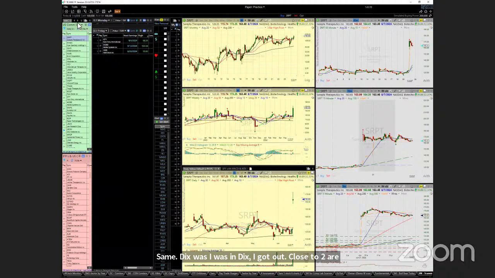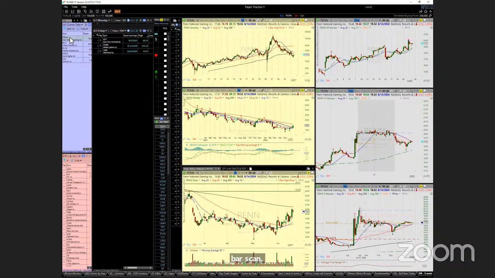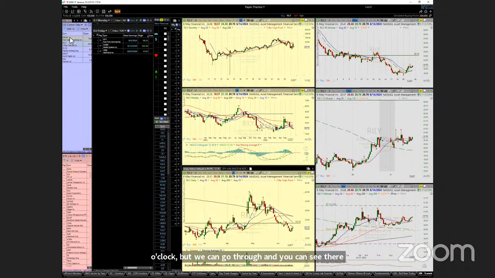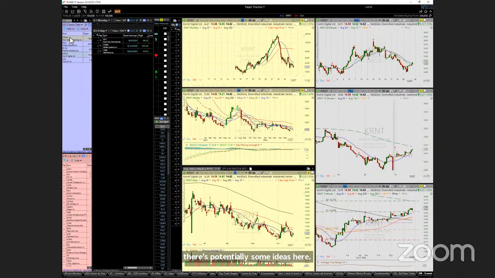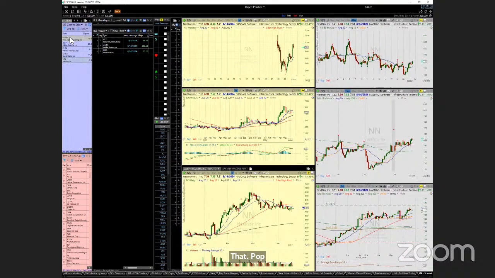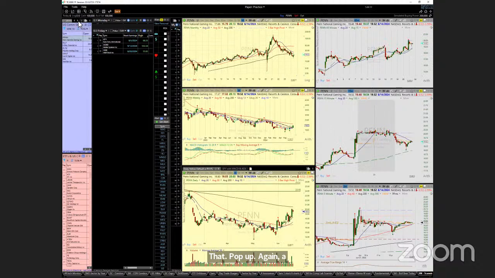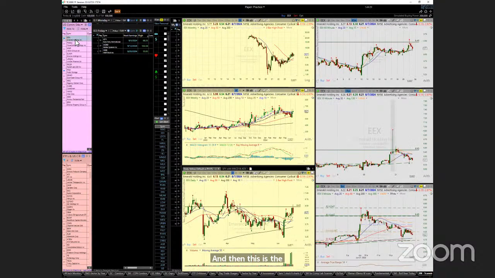And that's that list. And then you can just see these are the ones that I'll go through. There's the wide range bar scan. It's a little early. This is meant to be run after 2 o'clock, but we can go through and you can see there's potentially some ideas here that pop up. Again, a little early today. And then this is the RSI and expansion.